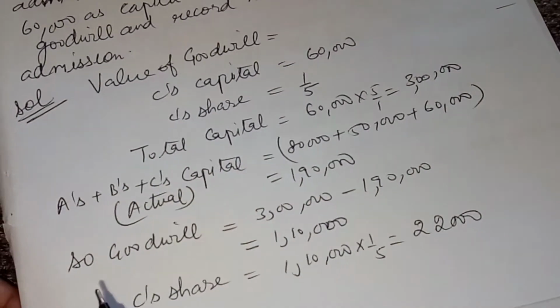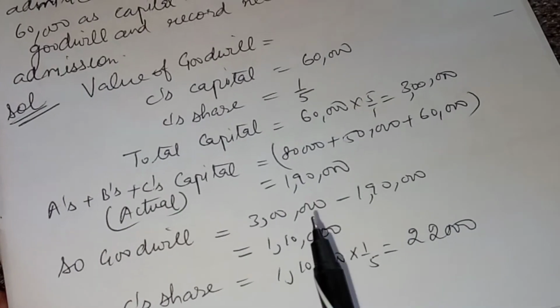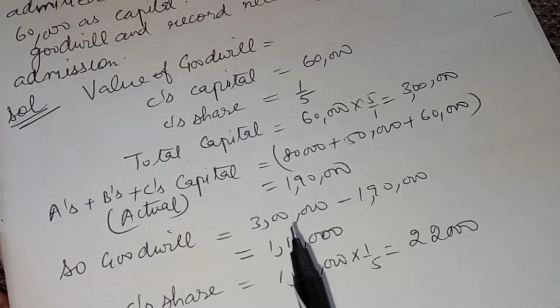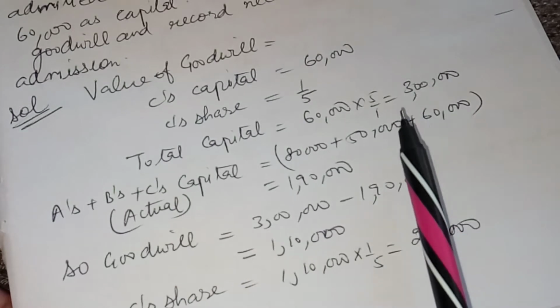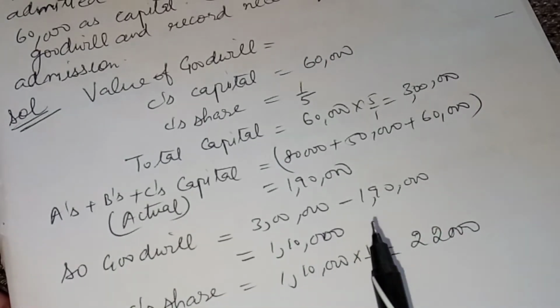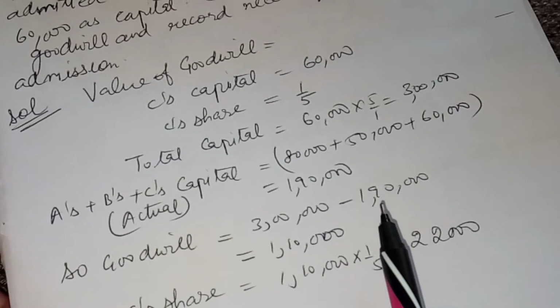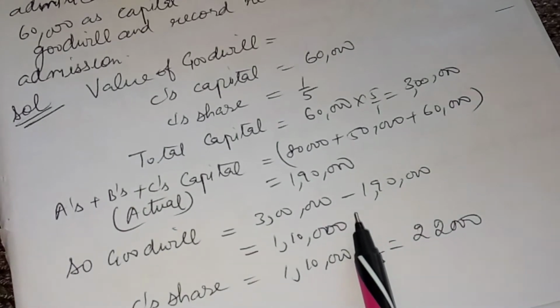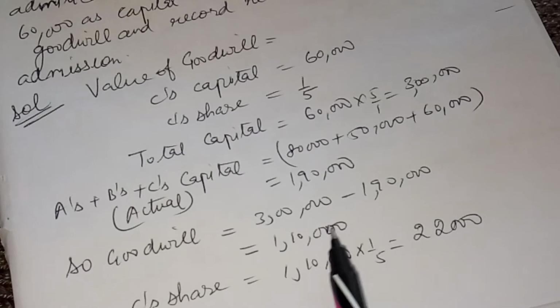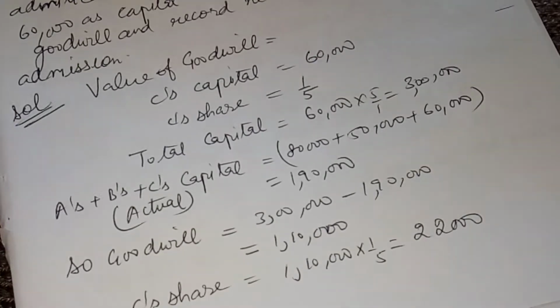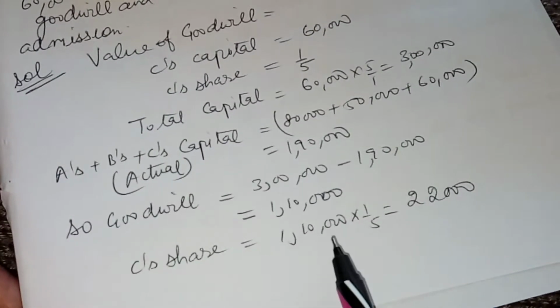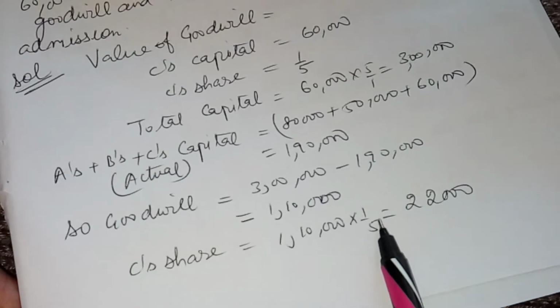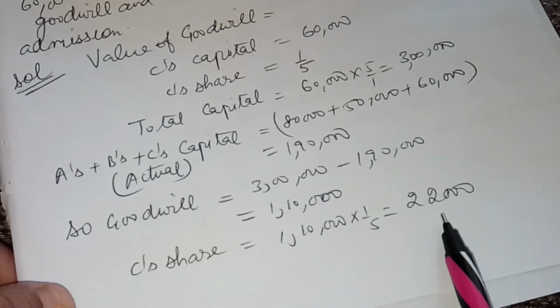Now the goodwill will be 3 lakh. That means the calculated capitalized value of goodwill minus the actual capital, that is 1,90,000. So the difference of the amount, 1,10,000, is considered to be the value of goodwill. So C's share for goodwill will be 1,10,000 into 1 by 5, that is 22,000.